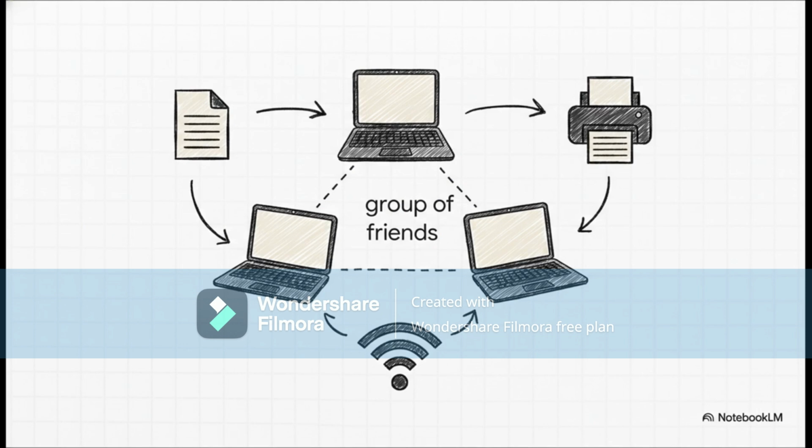So what does that actually look like in the real world? Well, it means you can zap your project files over to your friends instantly. Everyone can connect to that one printer, no problem. You could even share a single internet connection with the whole group. See? It just makes teamwork so much easier.